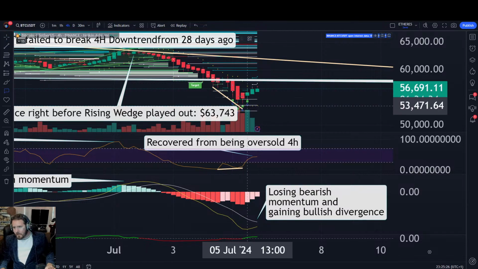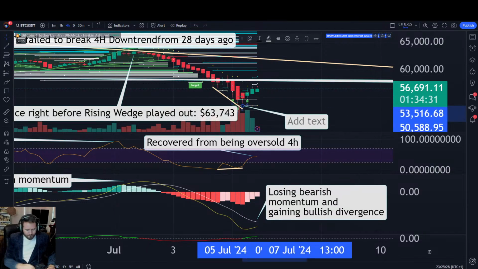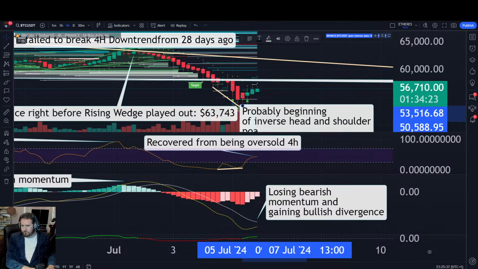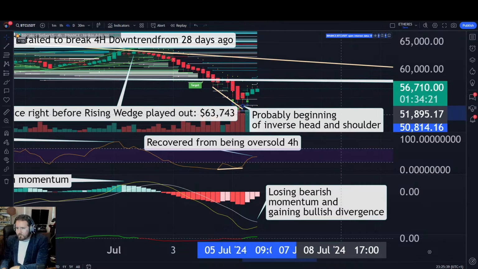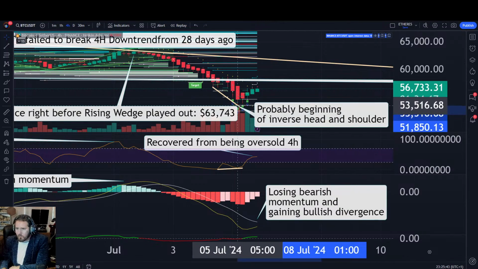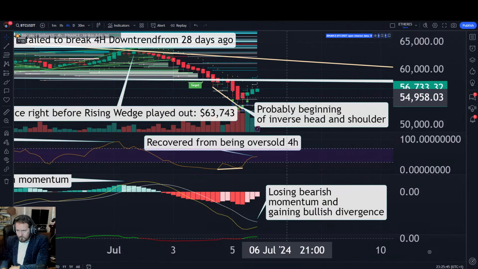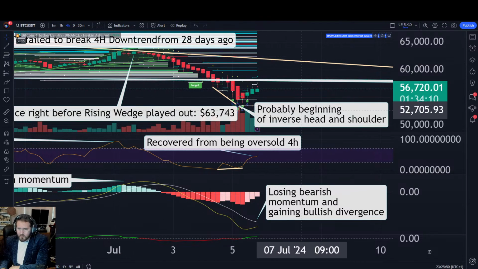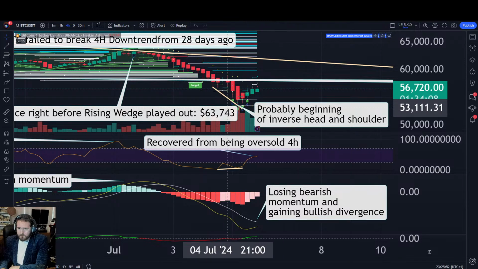And I'm going to say probably beginning of an inverse head and shoulders pattern. So this probably right here is going to be the beginning of an inverse head and shoulders, with this part being the head. I think that this could be the inverse head and shoulders, which would be bullish.